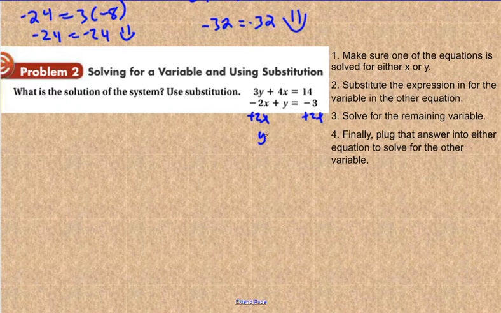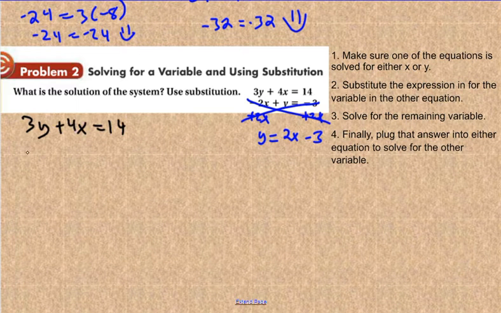So you end up having y equals 2x minus 3, or plus negative 3. So all this is gone now. So now our new system of equations, our two equations, is 3y plus 4x equals 14, and then y equals 2x minus 3. Step 1, check. 1 is solved for y.